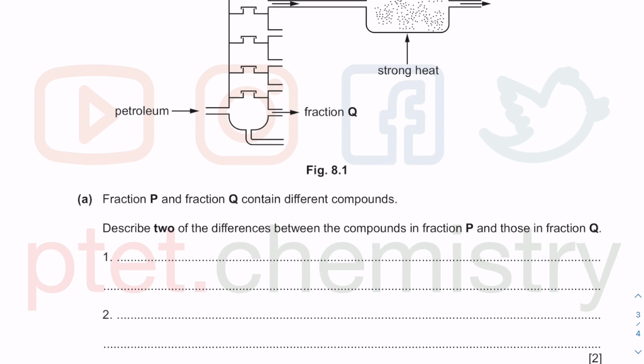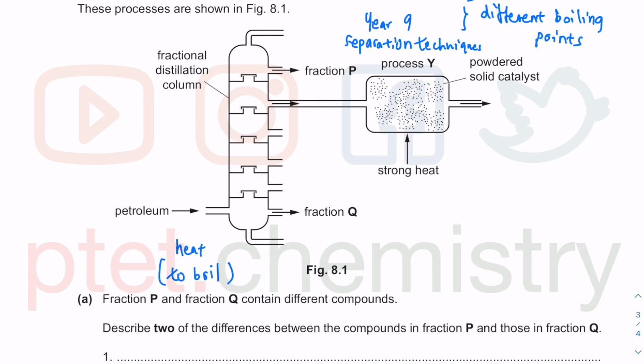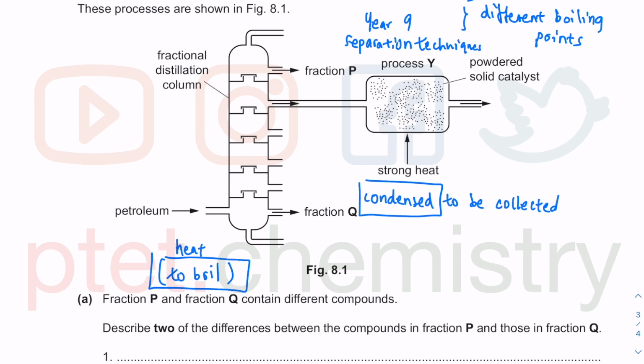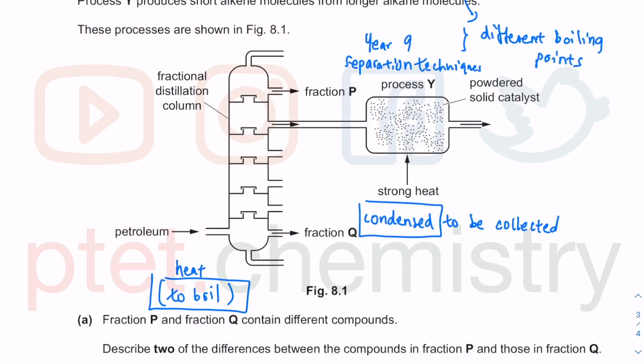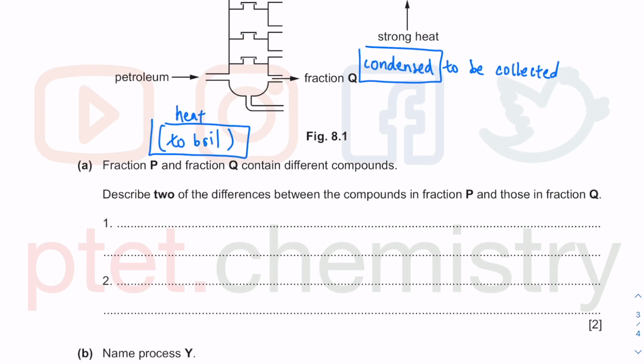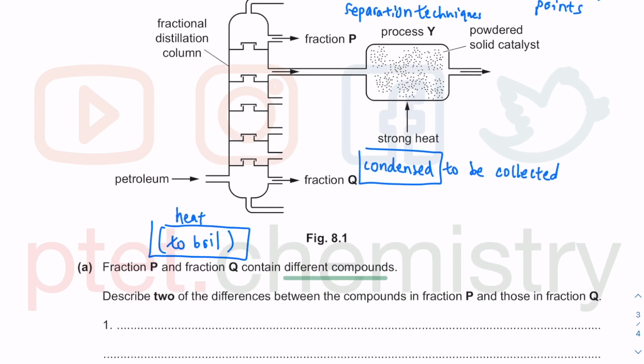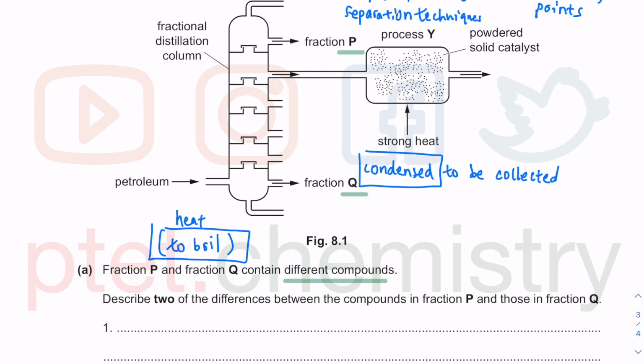So we have the petroleum that we heat up. So this is to boil the different mixture that have different boiling points, and they get collected as they get condensed down. So condensed to be collected. 2 processes in distillation. You have the boiling, and then you have the condensation. Overall, we call that distillation. Fraction P and fraction Q contain different compounds. Q is at the bottom, P is on the top.